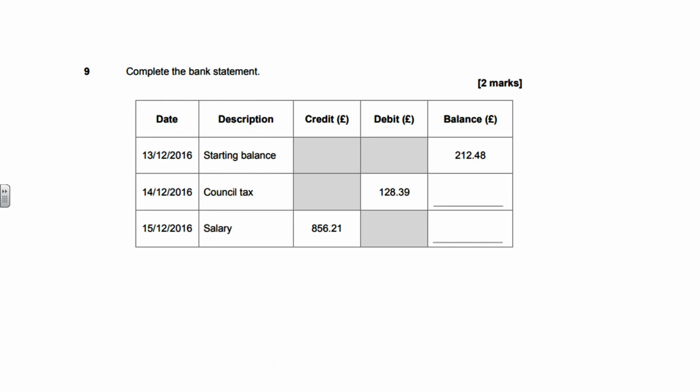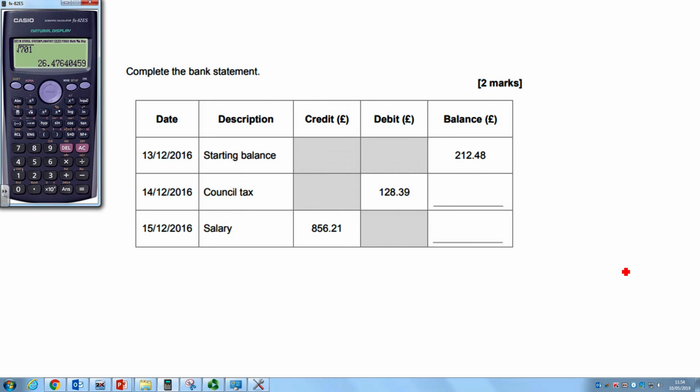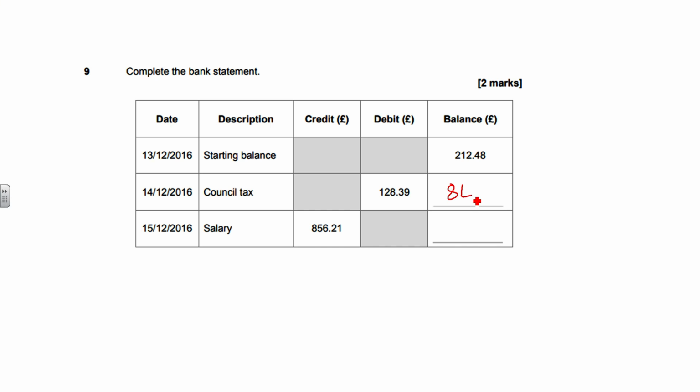Question 9 required that we complete the bank statement, probably most easily done with a calculator on board. So we've got our starting balance of £212.48, and we're then required to pay some council tax from that. So we take away 128.39, and we end up with £84.09. So that's what goes in there.